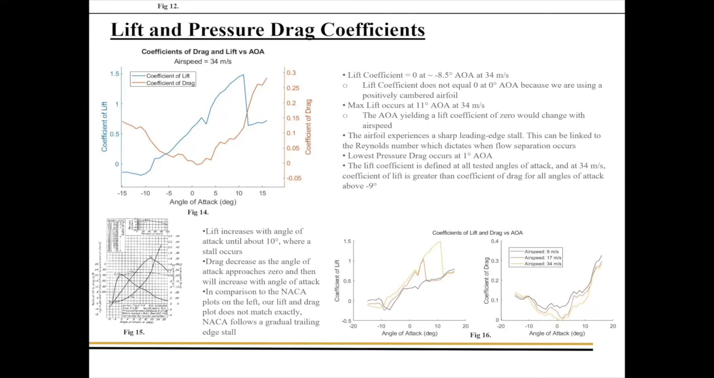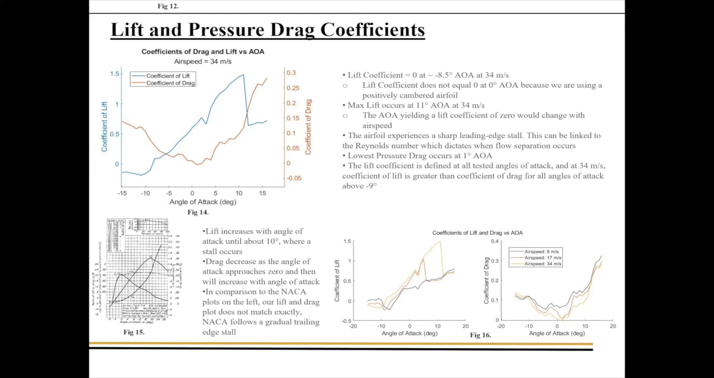In figure 14, we can see a lift coefficient of 0 at about negative 8.5 degrees angle of attack, at 34 meters per second, which is what figure 14 governs. We see that the lift coefficient does not equal 0 at 0 degrees angle of attack because we are using a positively cambered airfoil. We see that max lift occurs at 11 degrees angle of attack at 34 meters per second, and the angle of attack yielding a lift coefficient of 0 would change with the airspeed depending on what the airfoil sees. The airfoil experiences a sharp leading edge stall, which was mentioned before, and this can be linked to the Reynolds number, which dictates when flow separation occurs.